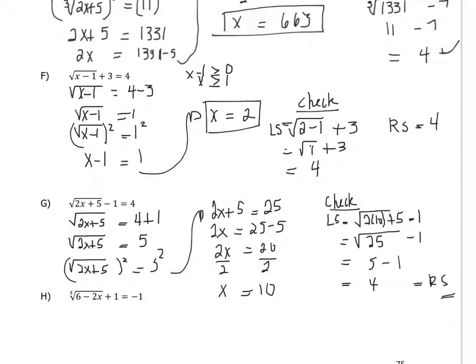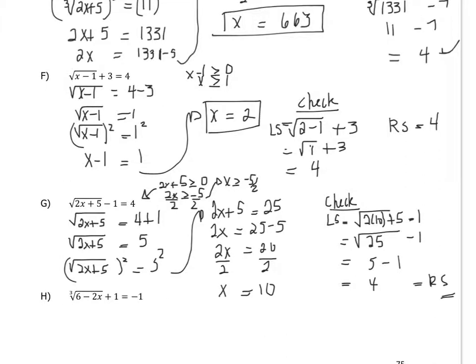If you were asked to state the restrictions, you would need 2x plus 5 to be greater than or equal to 0. So 2x would be greater than or equal to negative 5, and divide both sides by 2. X would be greater than or equal to negative 5 over 2.